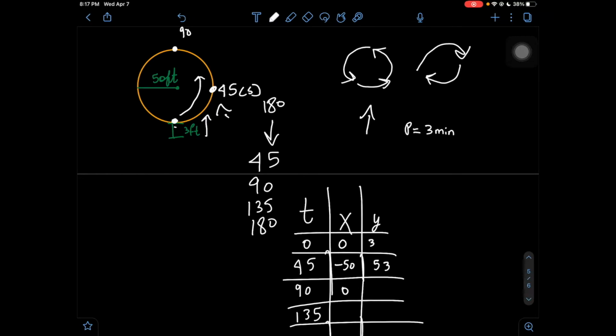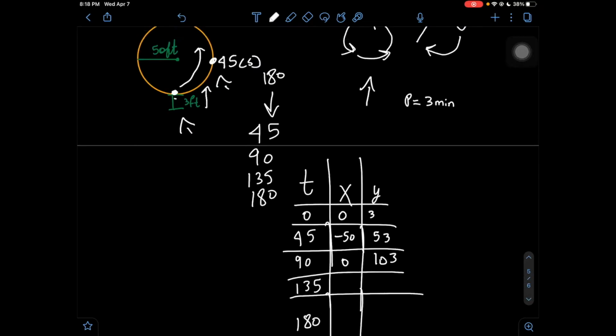Well, our diameter we said was 100. We're just multiplying our radius by 2 because we're going double the half length to get to 90. So 50 times 2 is 100. 100 plus the amount we're raised, which is 3, is 103. Next, we'll go to 135.